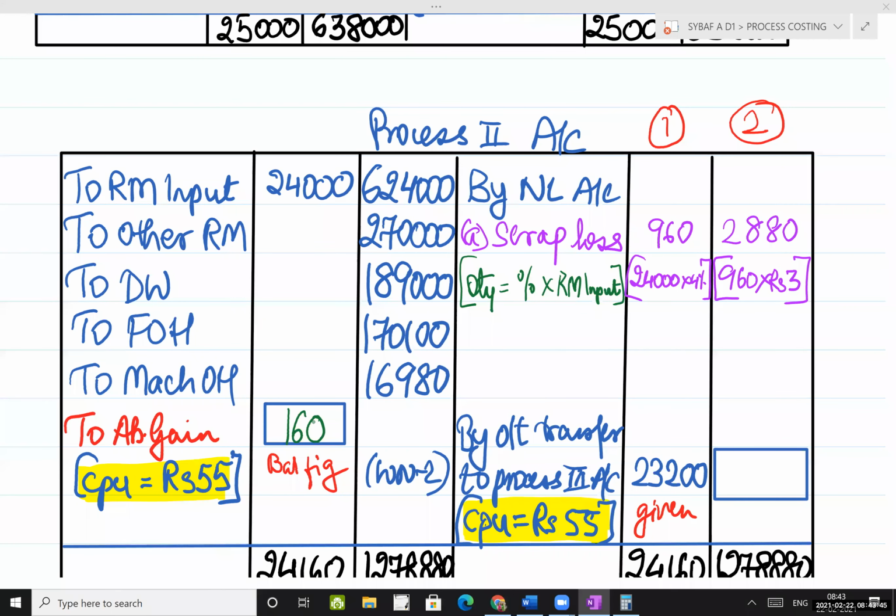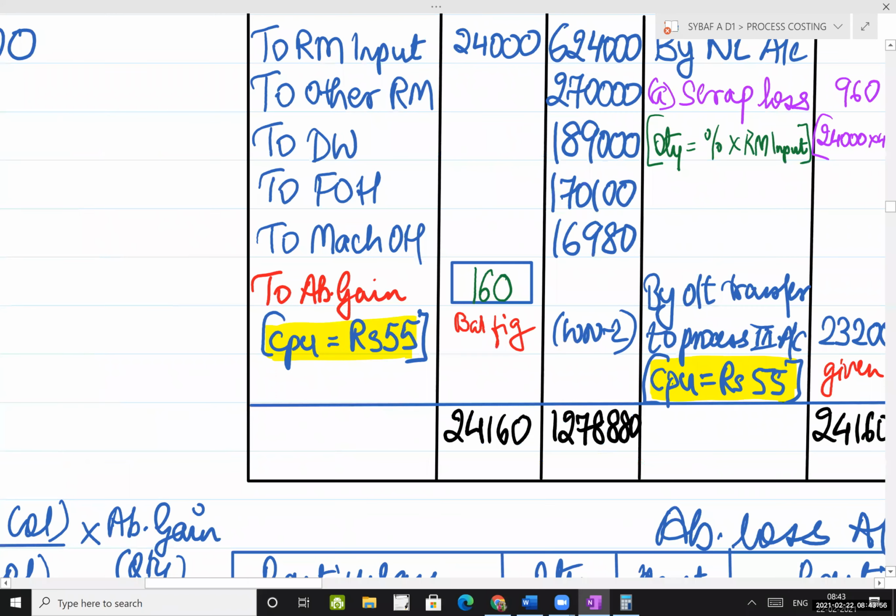It's a sum on abnormal gain. Okay. Then let us use the formula to calculate abnormal gain in rupees. Okay, come to the next. Abnormal gain in rupees. Write working note number 2.